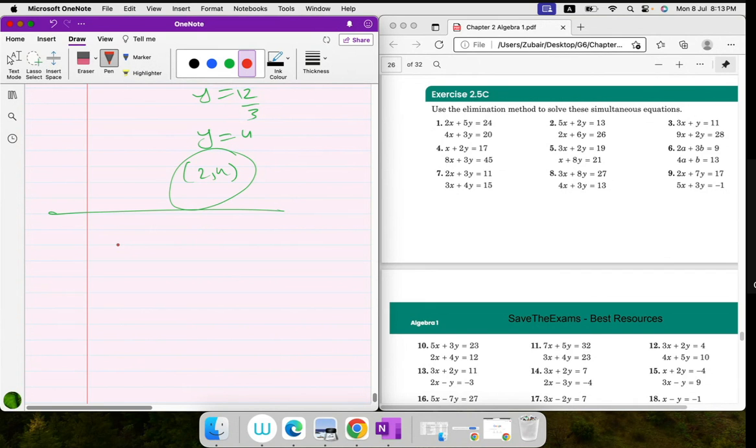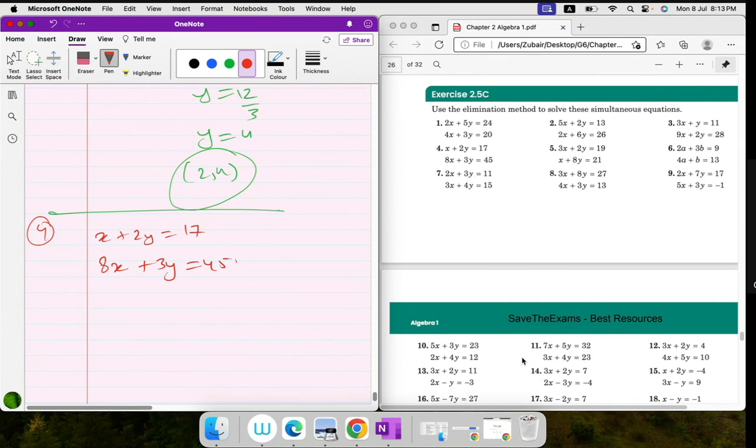Try question number 4. x plus 2y is equal to 17. 8x plus 3y is equal to 45. Aris, you know how to solve elimination? Said, can you explain it one time?